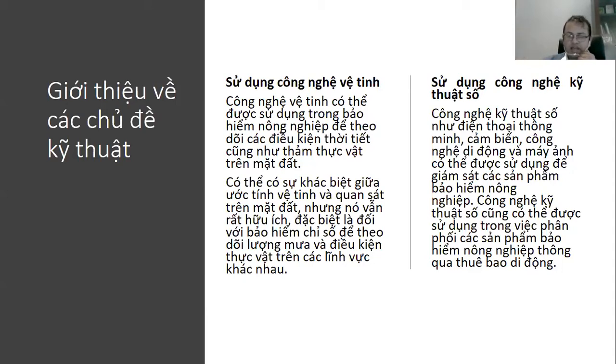And then, of course, other types of technology such as smartphones, sensors, mobile technology, or cameras can also be used for monitoring of agriculture insurance products. So just to give a quick example of this, again from the context of India.